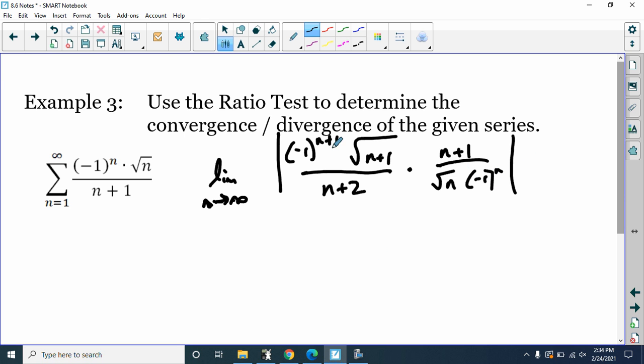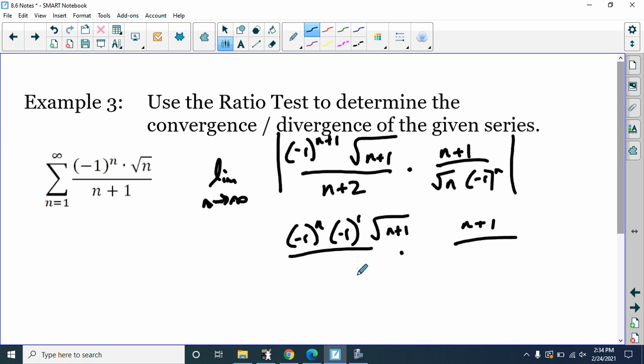This part here actually doesn't matter much, but if you did want to simplify it, it would look like this. So we could split that up the same way, and my -1 to the n's cancel.